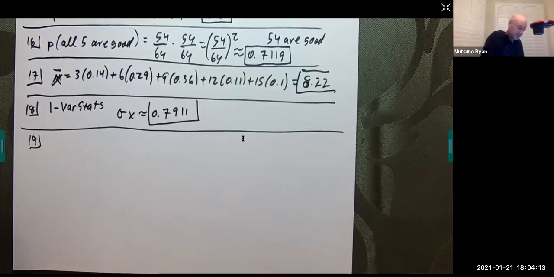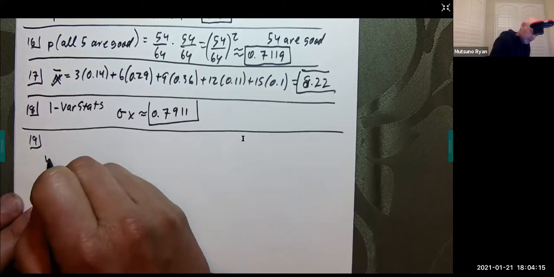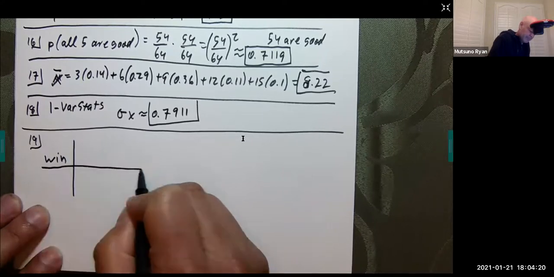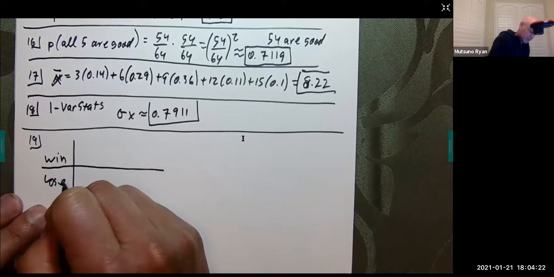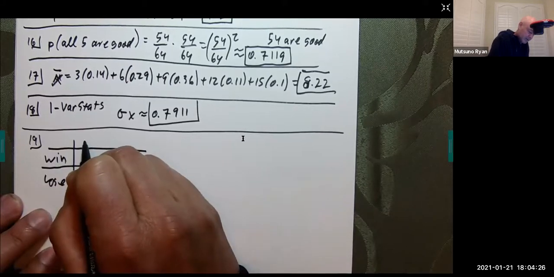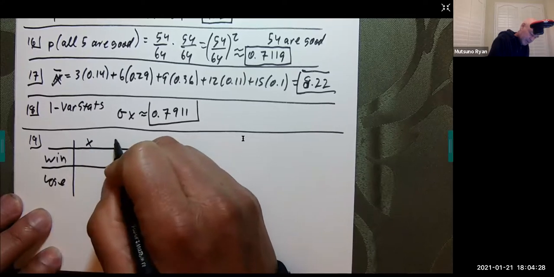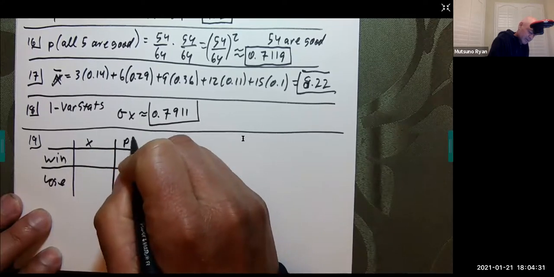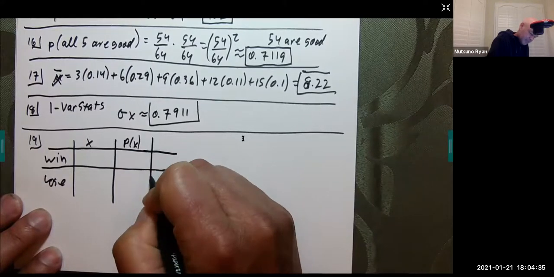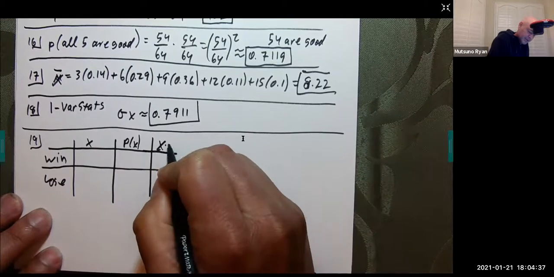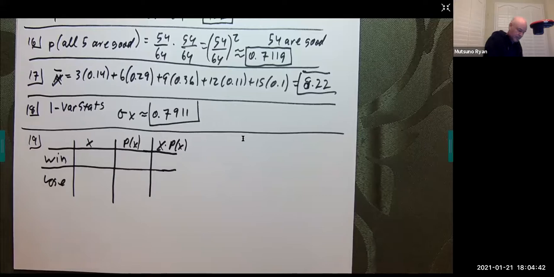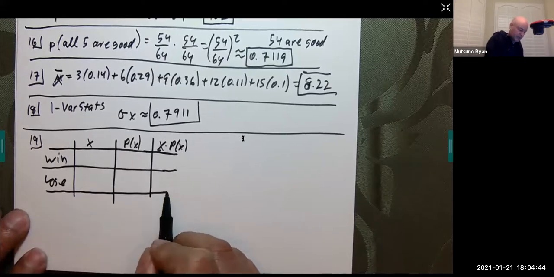So I'm going to set up a table. So win, lose. And here we're going to have our X, and then our P of X. And then our X times P of X. And down below, we're going to have our summation.